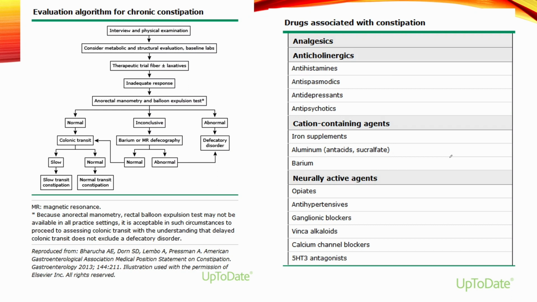Here is our trusty algorithm for chronic constipation, going from one thing to the next. I don't necessarily need you to know all of these different things, but it is nice to look and see what's done. I also put here some of the major drugs associated with constipation. The main ones that I tend to see are iron supplements, opiates, and diuretics.